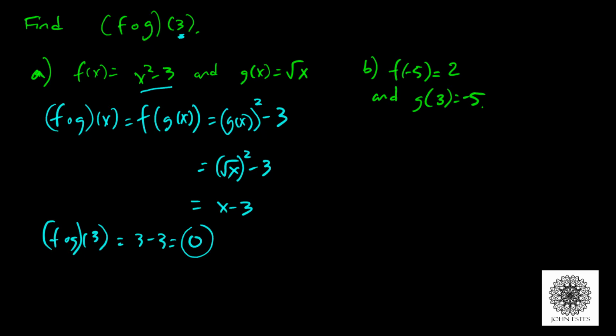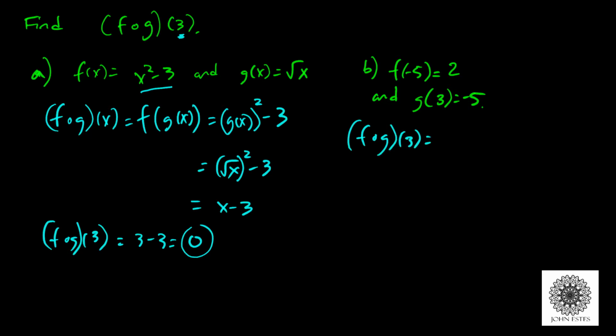Now for part B, we don't have the actual algebraic expressions. I don't know what f of x and g of x are. All I know is that if I plug in negative 5 into f, I get 2. And when I plug in 3 into g, I get negative 5. So how can I use that to find f composed of g of 3?